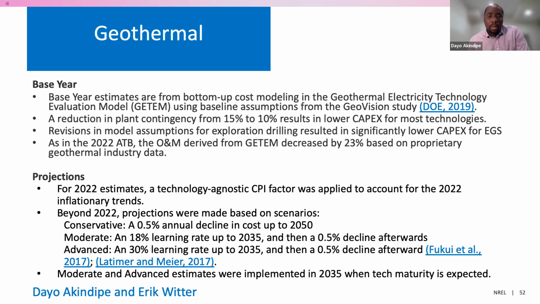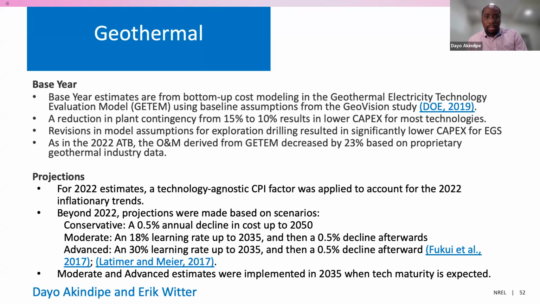First of all, our base year estimates were typically from the GeoVision study, with some slight changes across the board on contingency factor. The base contingency factor that is normally used as a default in GETM of 15% has now been slightly downgraded to 10%. This is based off of discussions with geothermal developers, and also trying to be more consistent across the board relative to other renewable technologies.